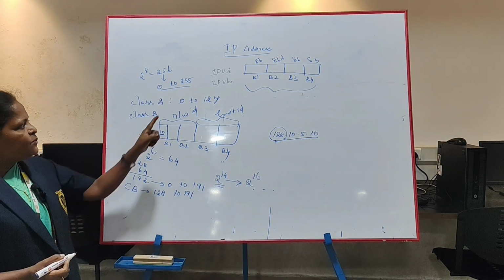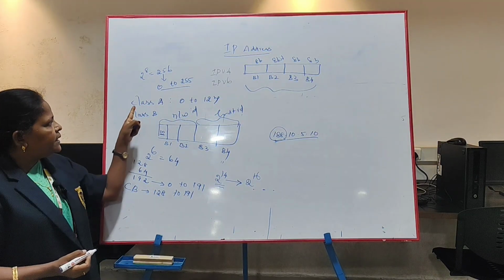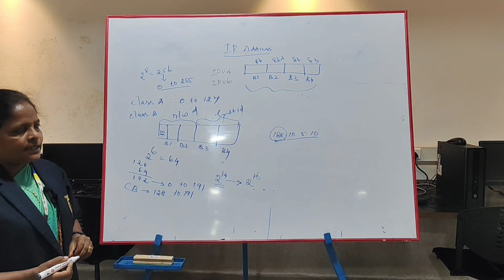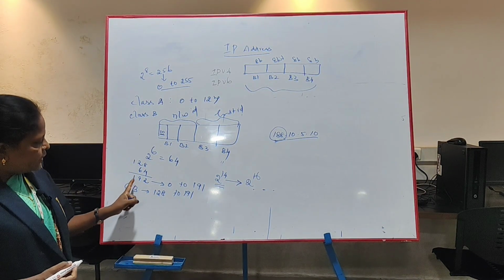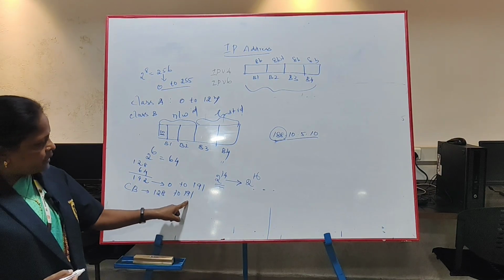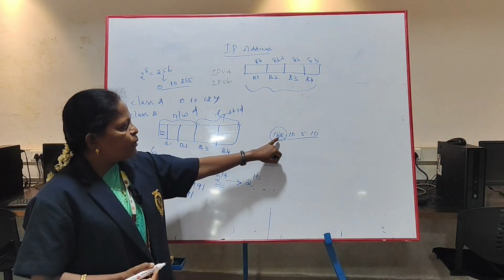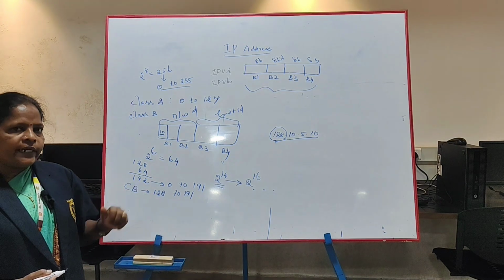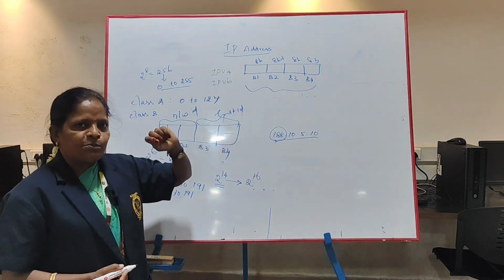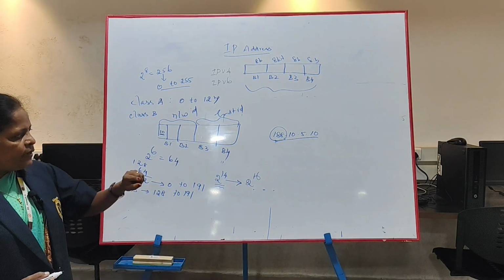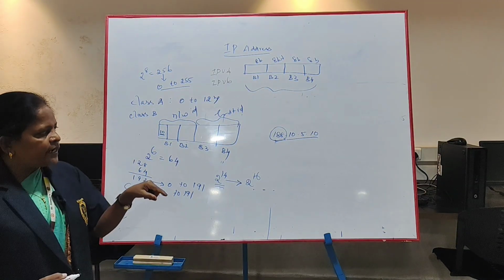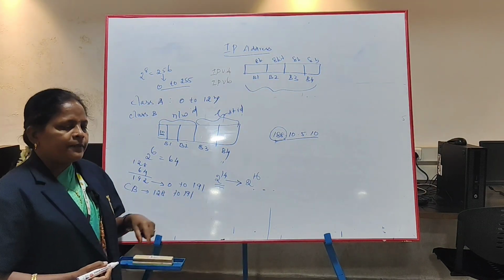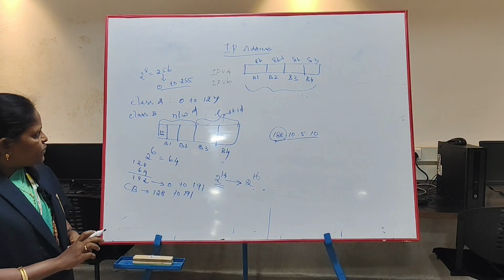Whenever the range is from 0 to 127, definitely it comes under class A. From 128 to 191 it comes under class B. But 188 lies between 128 and 191, so it is class B. Is it clear? In this way you should identify from the given IP whether it is class A or class B, right?